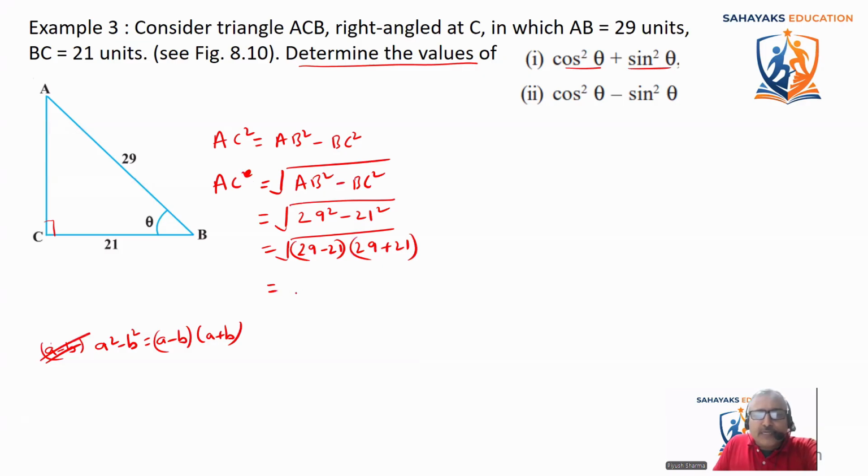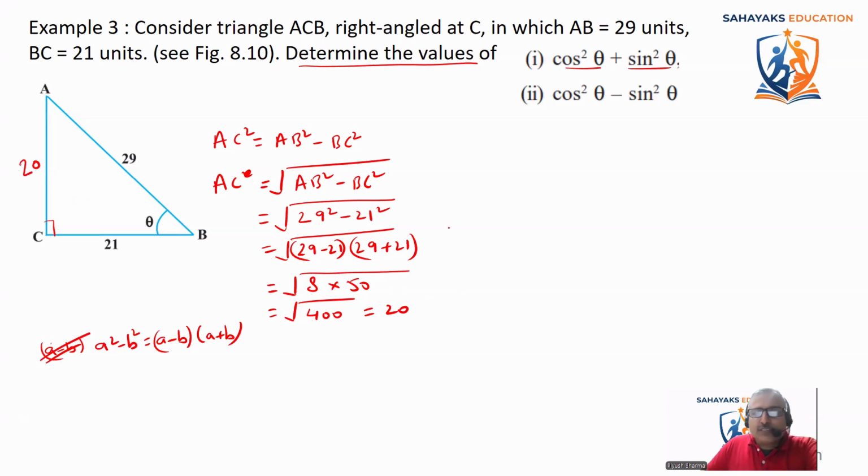So 29 minus 21 gives us 8, multiplied by 29 plus 21 gives us 50. So 8 times 50 gives us square root of 400, which comes out to be 20. When I ask what is the square root of 400, it is plus 20 and minus 20. But minus 20 is not possible. Why? See, the length of the triangle cannot be negative. So I'll just say it is 20.